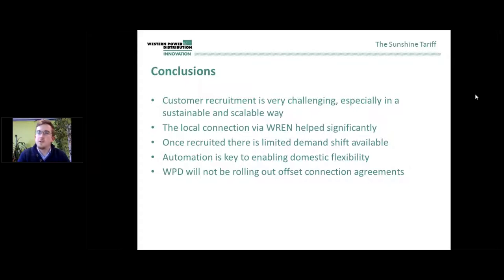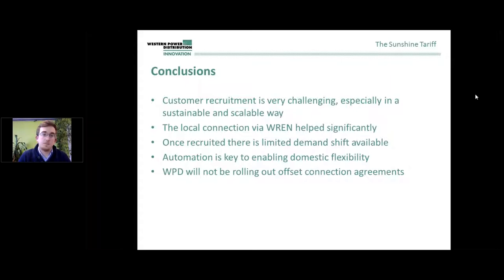In terms of general conclusions, I'm going to try and break it down into two areas. There's the more constrained sunshine tariff learning, around the trial and how we did that. But then I think there's also some much wider context, domestic DSR learning that's influencing wider innovation work within WPD.